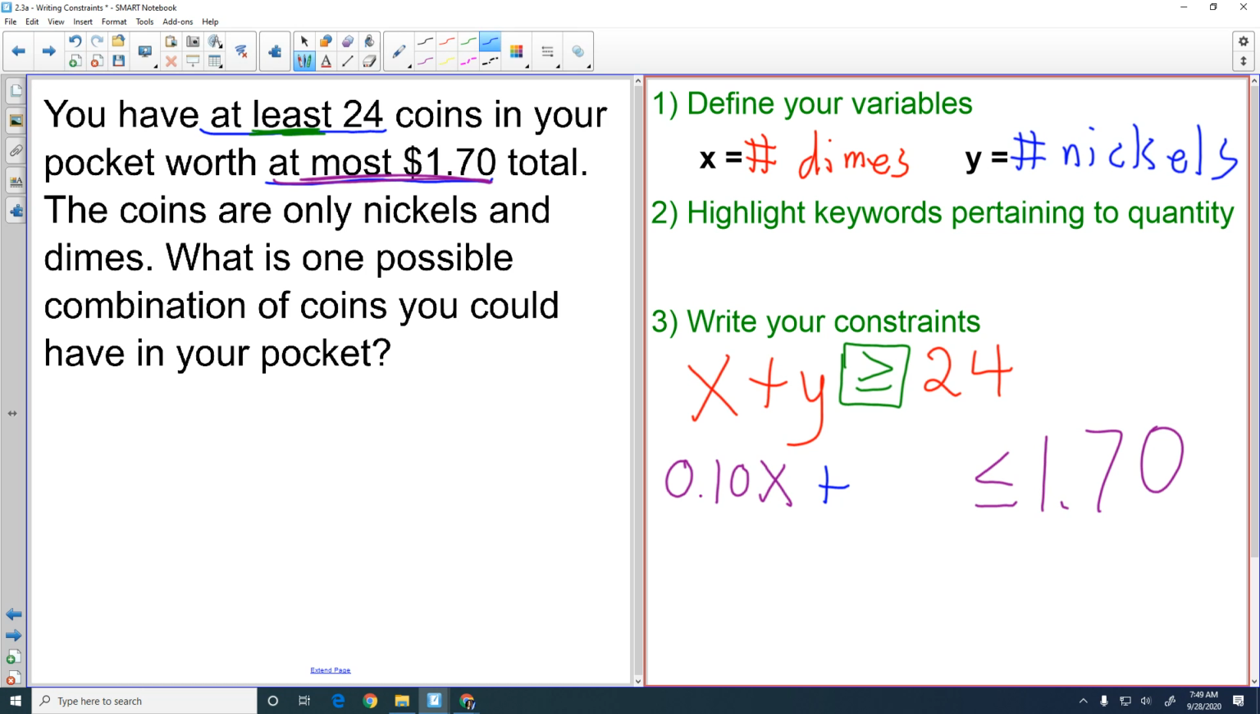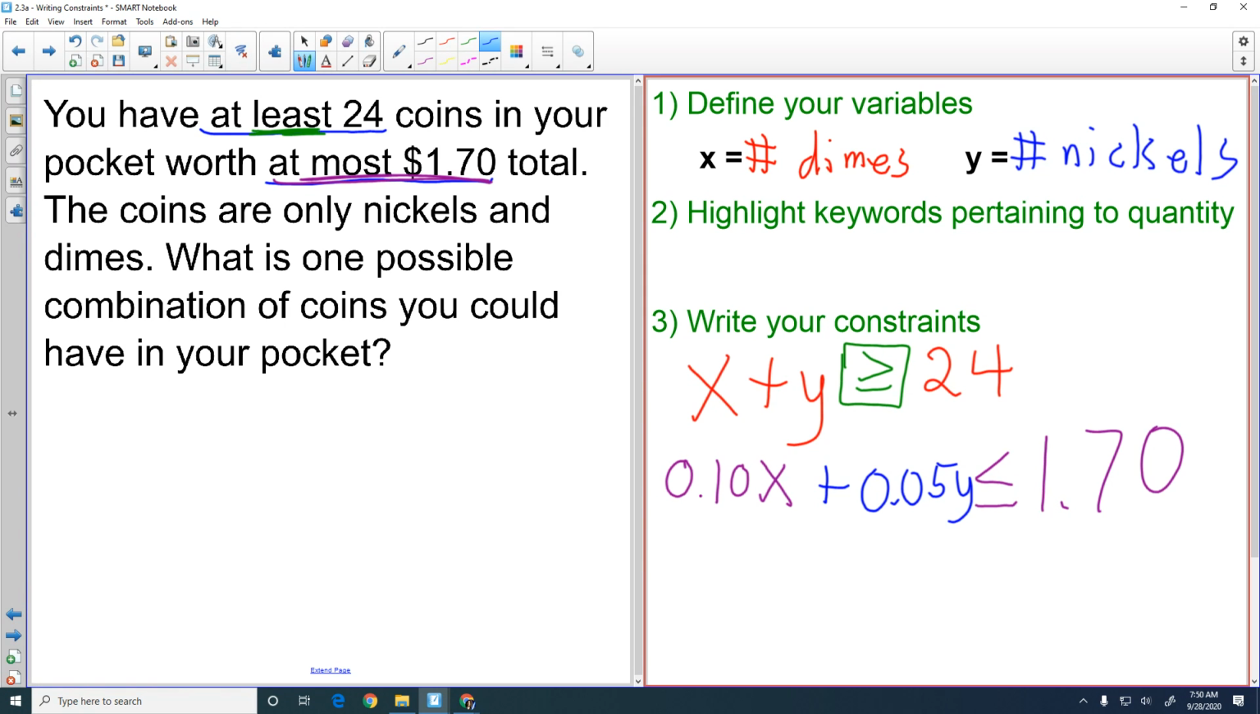I'm adding the value of the nickel. The nickel's 5 cents. What decimal do I use? Awesome. 0.05 y. So the nickels are 5 cents. And so for each nickel I have, if I had 10 nickels, I'd plug in a 10 for y, multiply that by 0.05, 5 cents. That tells me how much money I have in nickels.